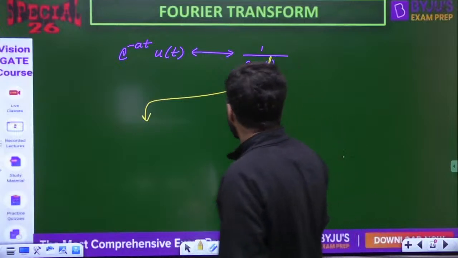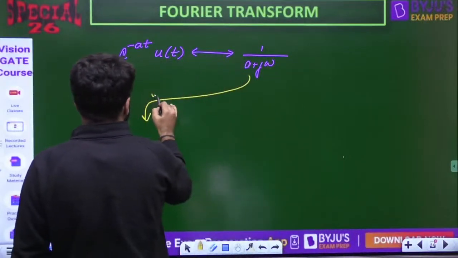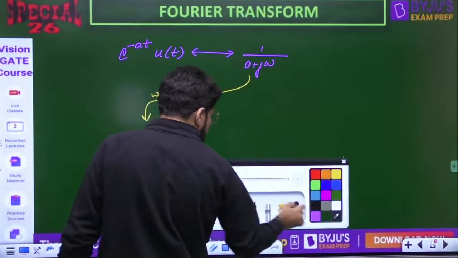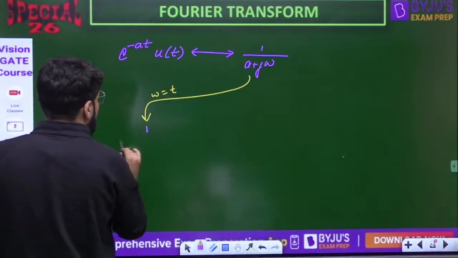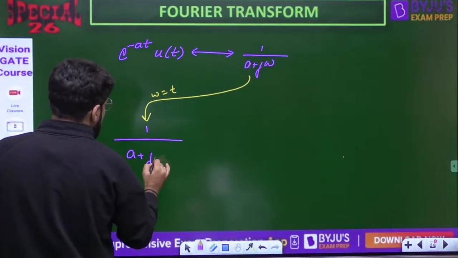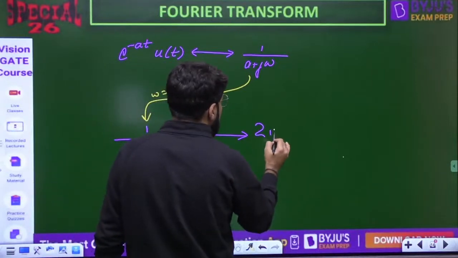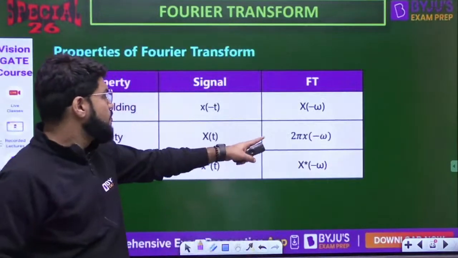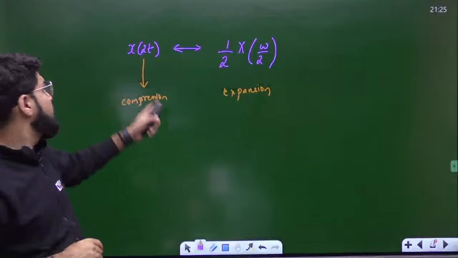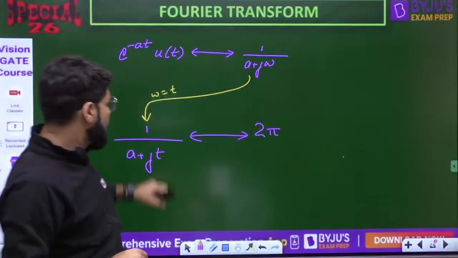What is its Fourier transform? I will replace omega with t, and then I get 1 upon a plus jt. So what is its Fourier transform? That is given by 2 pi x, where small x means the original time domain function, which is here e^(-at)u(t).